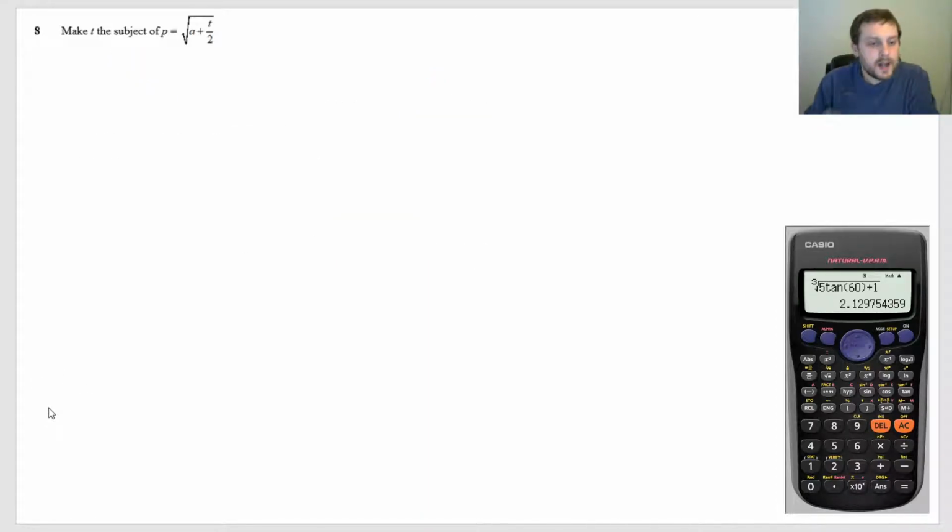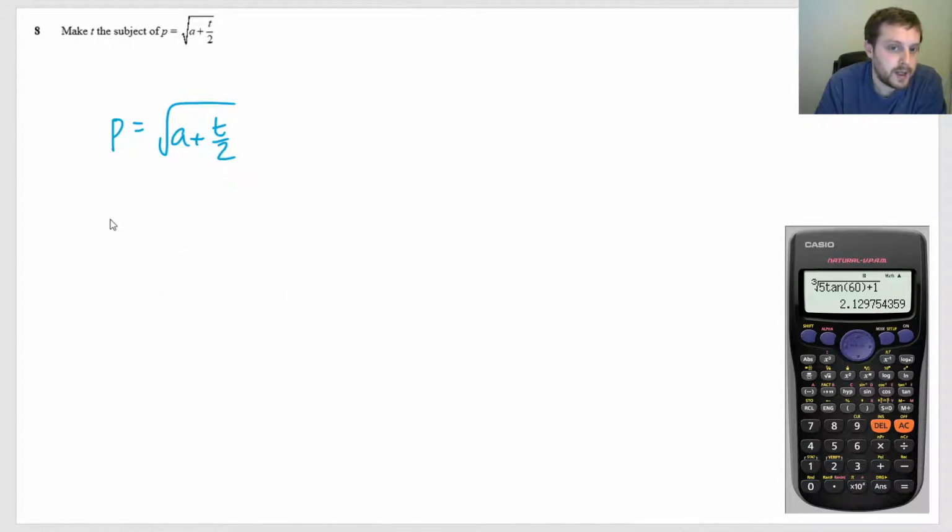Right, number 8. We've nearly finished. Make t the subject of this. So let me write it down. P equals the square root of a plus t over 2. We want to try really hard to get close to t. So t is embedded within a square root. So let's get the square root by itself, which is a good start. So we can just square both sides to get rid of that. So p squared is a plus t over 2.